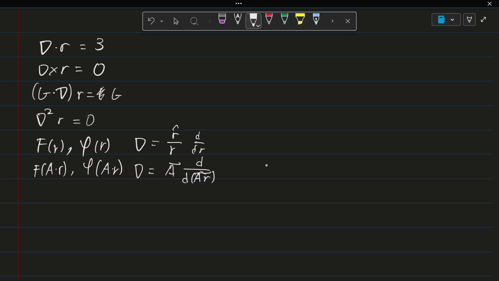And if you have, let's say, a function that is dependent on big R, in which big R is just r minus r prime, the nabla will be the same if we assume that r prime is constant. Otherwise, if it's the other way around, nabla is negative nabla prime.